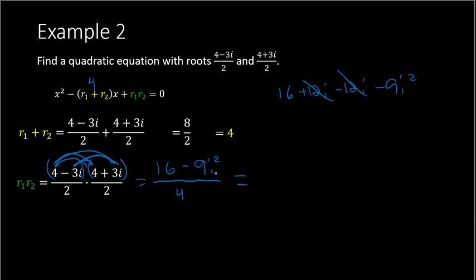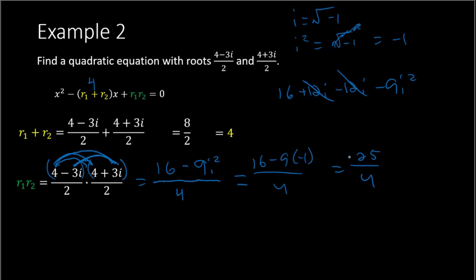All right, now from here, remember with imaginary numbers, i is the square root of negative 1. i squared is the square root of negative 1, squared. When you square the square root, that cancels. You're left with negative 1. So what we have is 16 minus 9 times negative 1. So we have 16 plus 9, which gives us 25 over 4. So R1 times R2 would be 25 over 4.